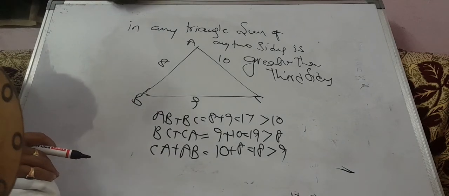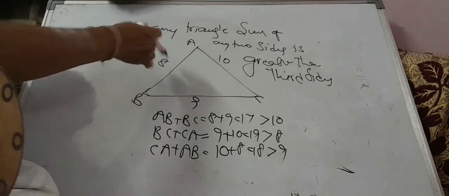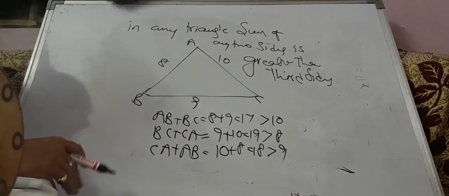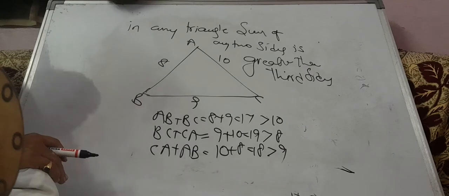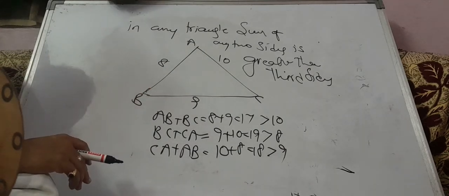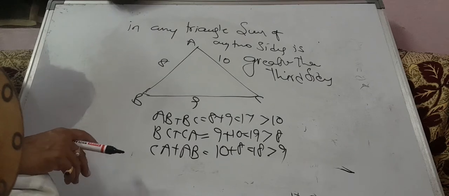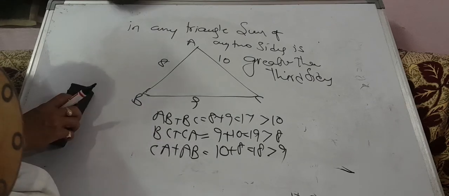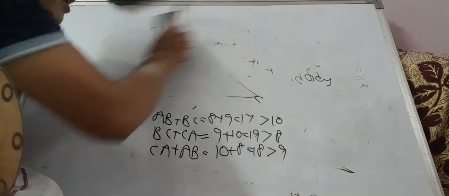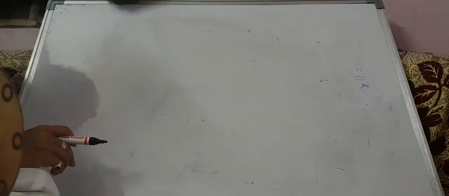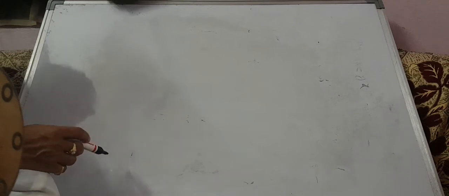For this, in the textbook you have one activity. They have given the triangle figure and measurements. Under that, totally 3 triangle figures are given. That activity you have to do. Then you will understand, in any triangle, the sum of any two sides is greater than the third side. So we can also decide whether the given 3 sides are the sides of a triangle or not.